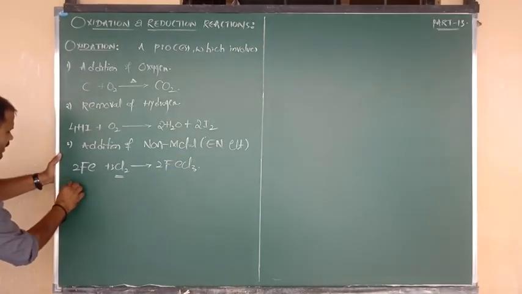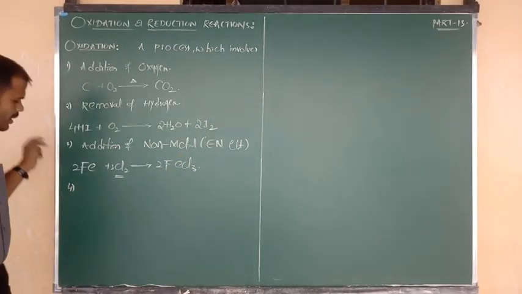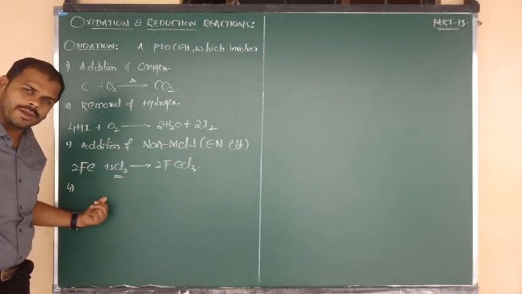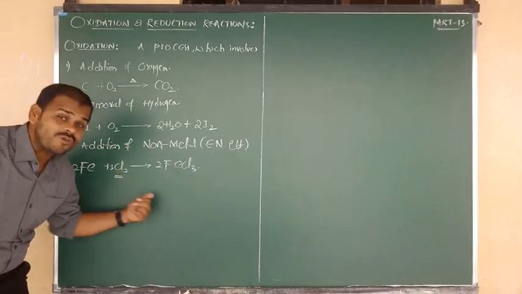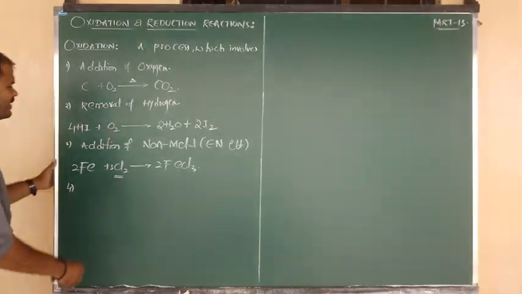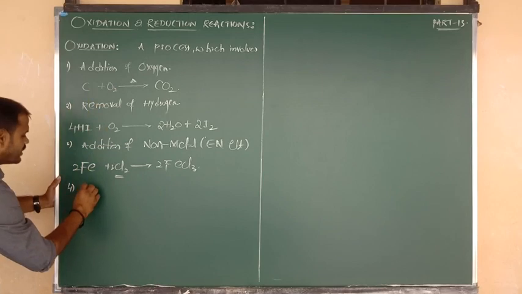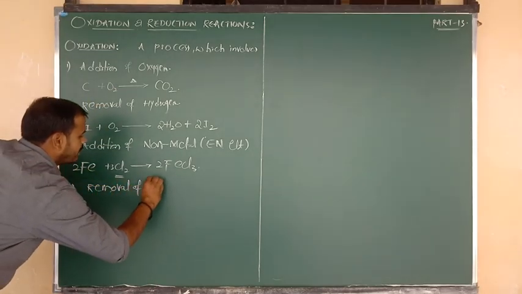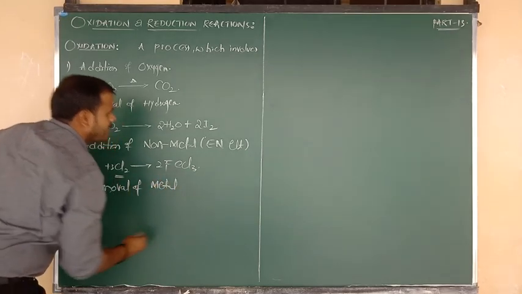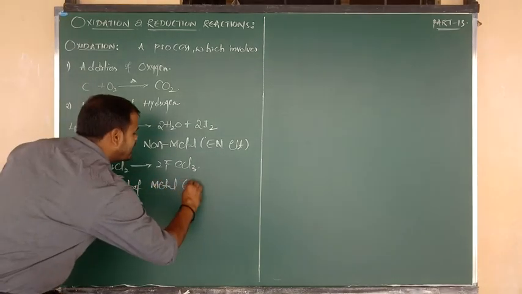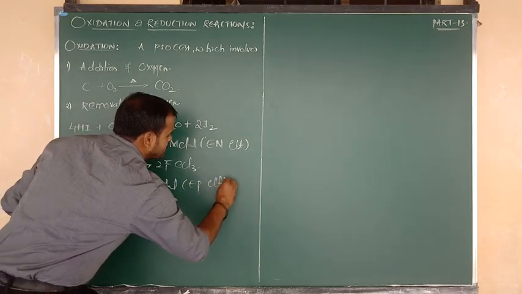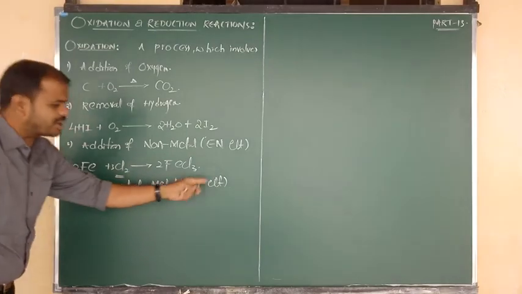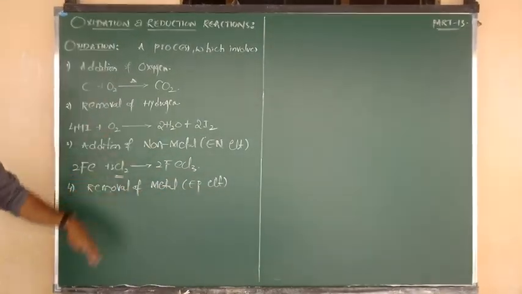Okay, fine. Next, another definition I am going to tell you. The fourth definition we can say in the opposite manner. This is addition of non-metal; here, the opposite, removal of metal. So another definition of oxidation is removal of metal. Metals have electropositive nature. So addition of electronegative element, or the opposite, removal of electropositive element, both are definitions of oxidation.